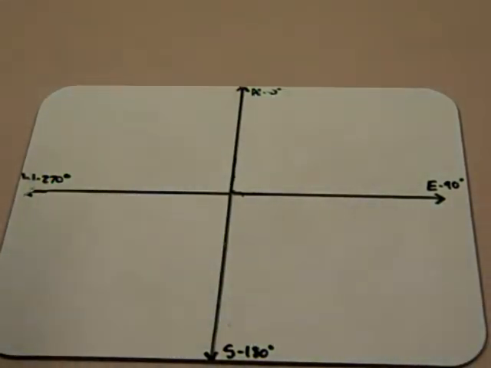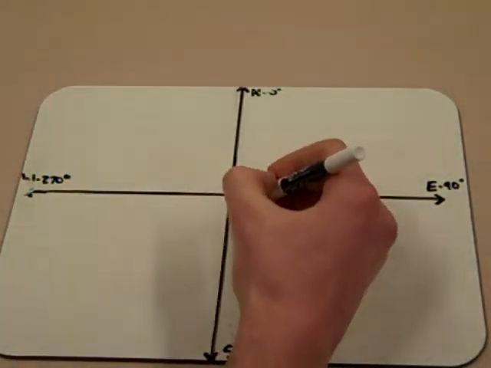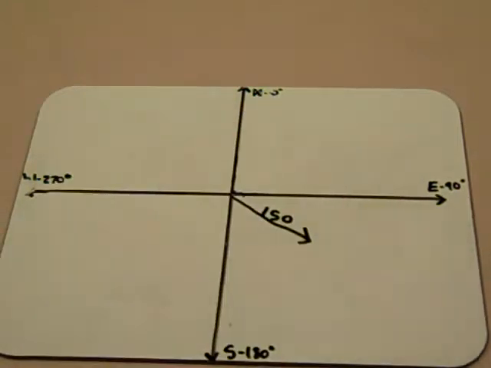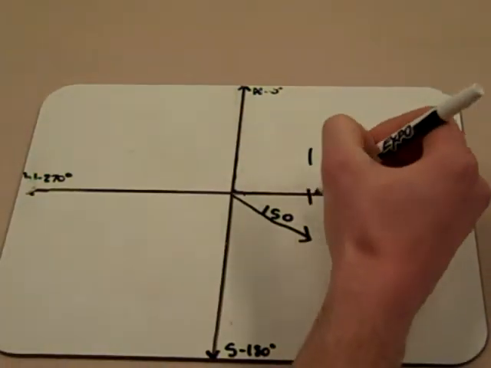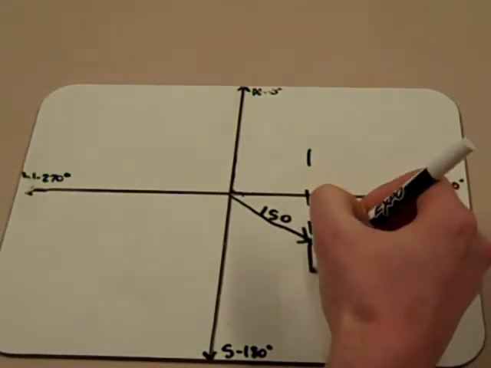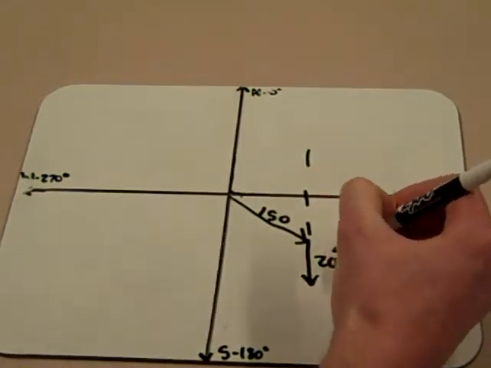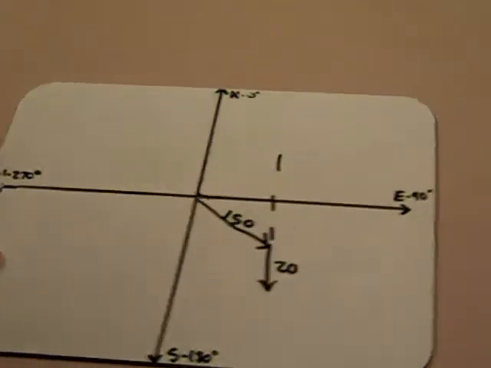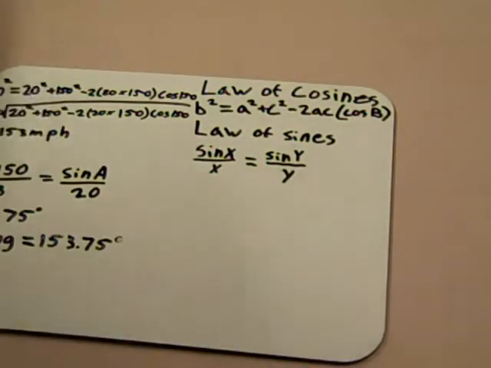The plane is heading at 150 degrees with a speed of 150 miles an hour. There is a wind coming from the north with a speed of 20 miles an hour. Find the course of the plane. So we can find the course by using the law of cosines, shown here.